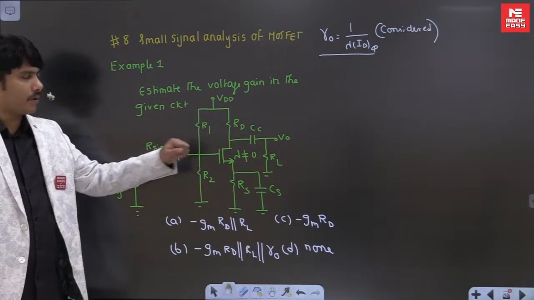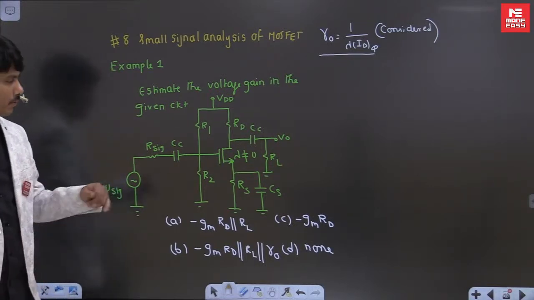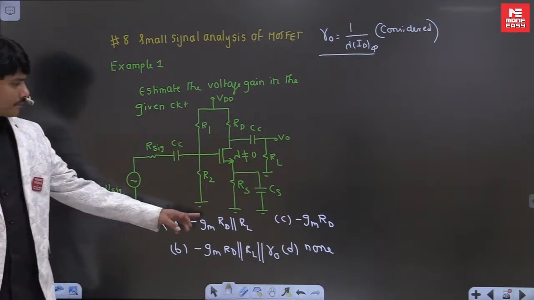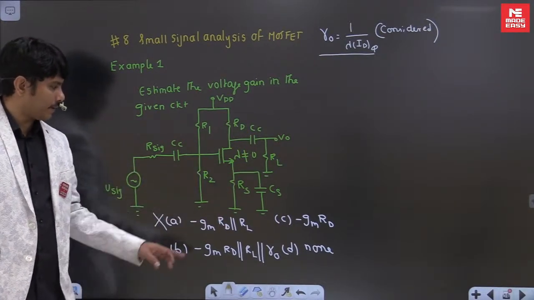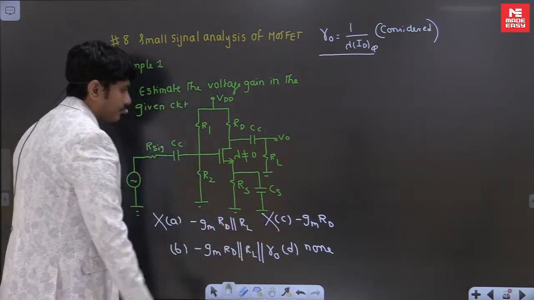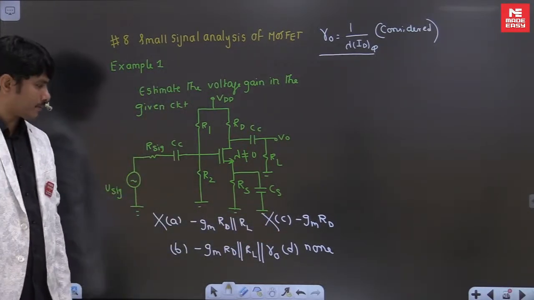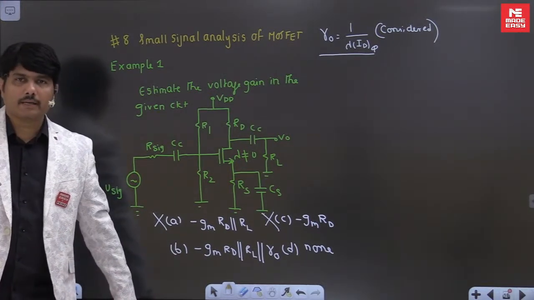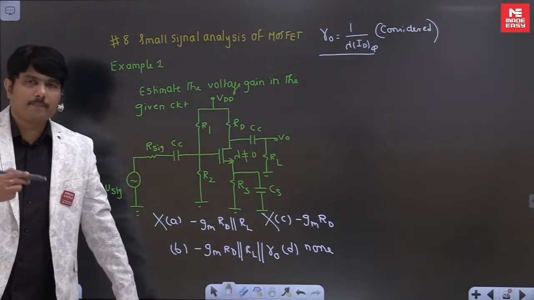Whenever lambda is not equal to 0 in the problem, please don't write that. This answer will be wrong. RD parallel to RL you have taken, but R0 is missing. That is the wrong answer. This is also wrong. RL is missing, R0 is missing. Have you seen this is the correct answer: minus GM into RD parallel to RL parallel to R0.